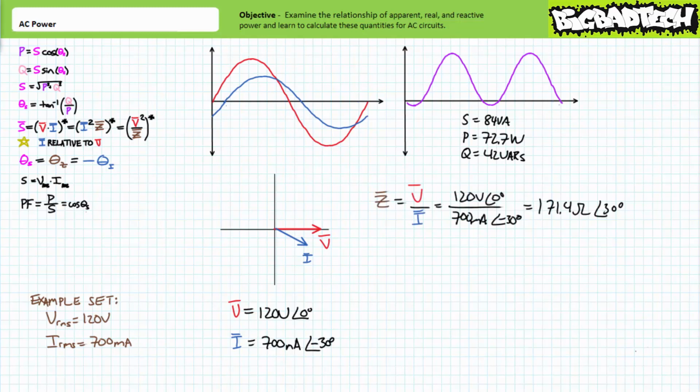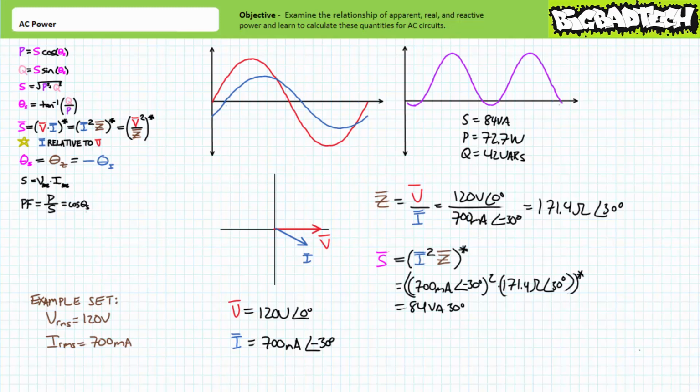Let's first use Ohm's law to determine the impedance of the element in question. Impedance equals voltage over current. Substituting in our given values yields an impedance value of approximately 171.4 ohms at an angle of 30 degrees. The positive 30-degree impedance angle indicates it's slightly inductive in nature, as we'd expect. Apparent power can be calculated using the formula S equals complex conjugate of the current squared times impedance. Use of this formula requires knowledge of both current and impedance, but does not necessitate knowledge of voltage.